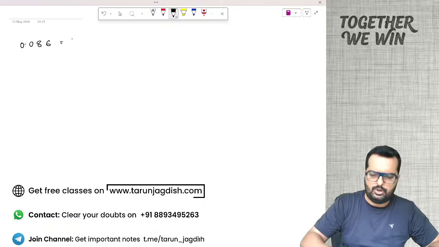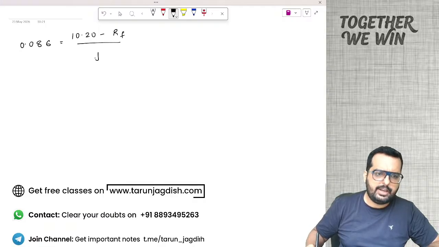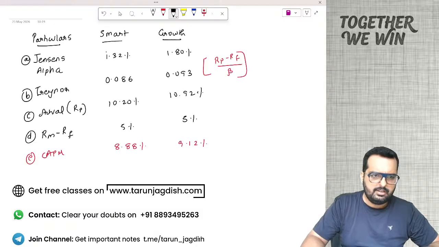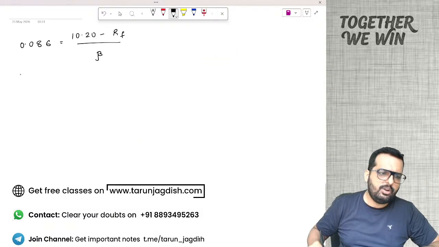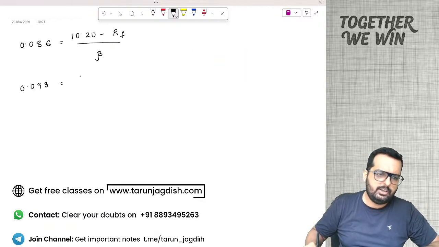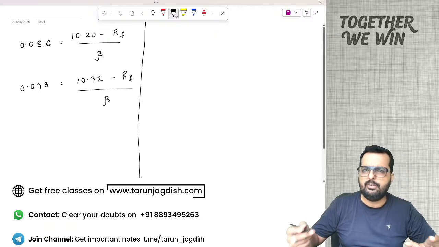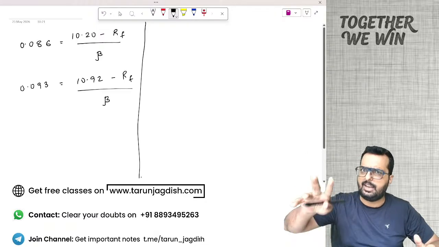0.086 is equal to RP. I know RP. How much is RP? 10.2 minus RF divided by beta. Yes or no? Correct. Next one is what? 0.093. 0.093 is equal to RP, which is how much? 10.92 minus RF divided by beta. So let me just try doing it. We'll get it, or we'll skip it and try in another way.